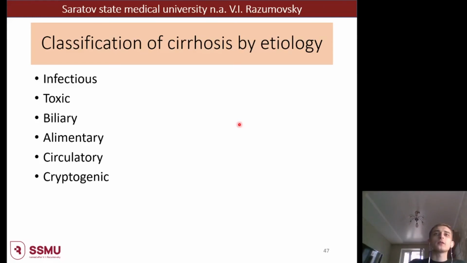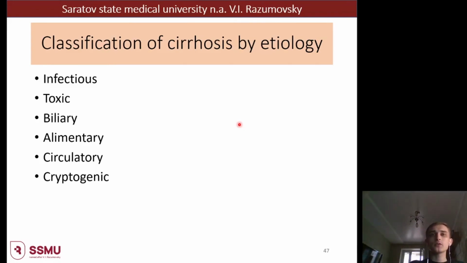According to etiology, there is infectious cirrhosis, which develops in the outcome of viral hepatitis, and toxic cirrhosis, which is associated with post-necrotic cirrhosis and acute hepatosis and with chronic intoxications like alcohol or drugs or other types of intoxications. Biliary cirrhosis is associated with blockage of bile ducts in the liver, and we may see a really difficult complication of this, because bile is a really dangerous liquid which may lead to degeneration and necrotic processes in the liver.